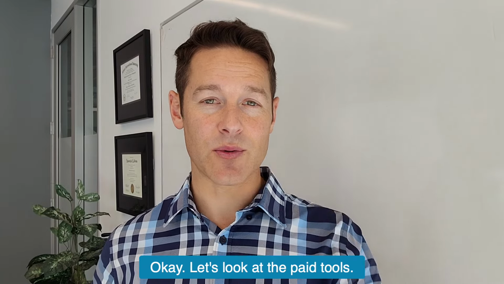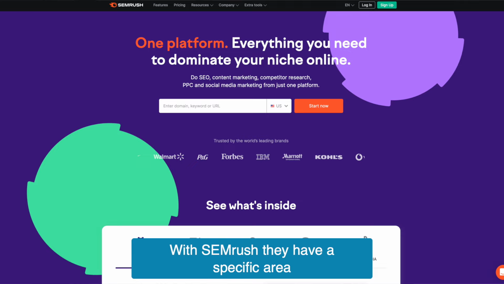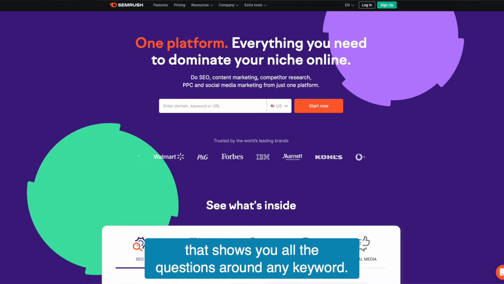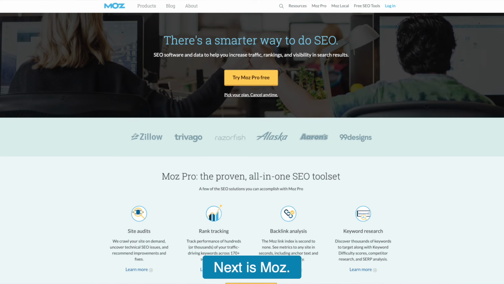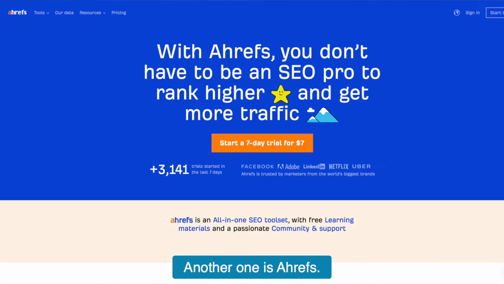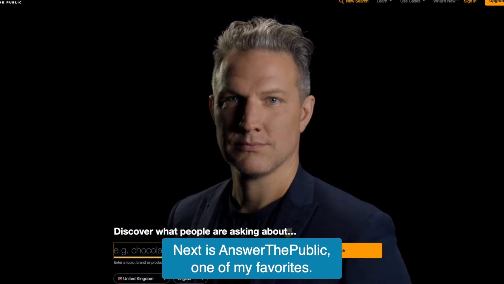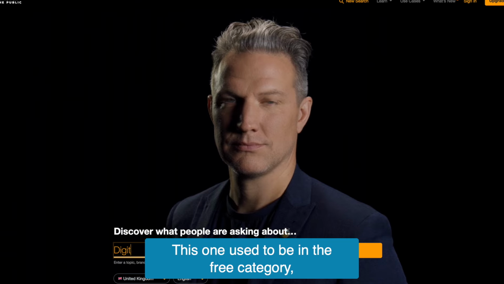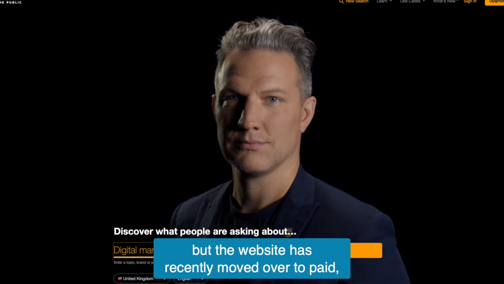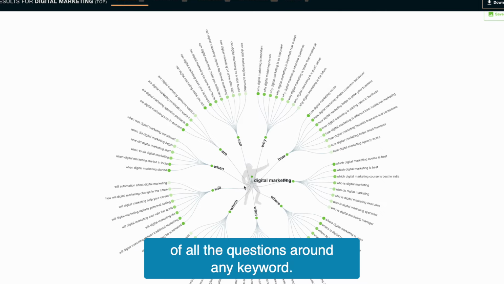Okay, let's look at the paid tools. The first one is SEMrush. With SEMrush, they have a specific area that shows you all the questions around any keyword. It's really powerful. Next is Moz. Moz also includes an option to filter keywords by question. Another one is Ahrefs. Ahrefs allows you to filter by question as well. Next is Answer the Public, one of my favorites. This one used to be in the free category, but the website has recently moved over to paid, but it gives you this beautiful graph of all the questions around any keyword.